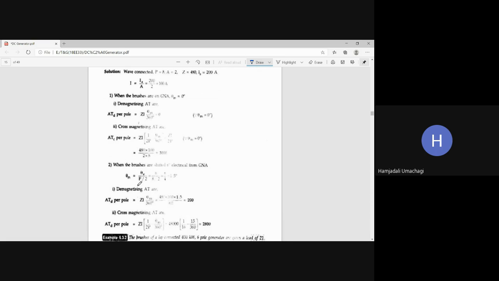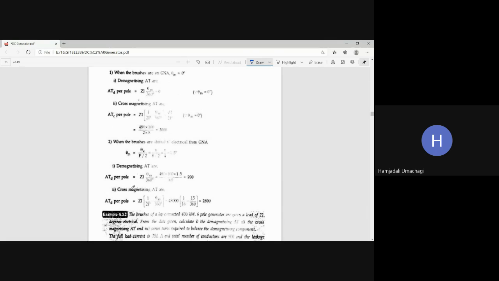Now once again you calculate ATD per pole. ATD per pole is Zi theta m by 360. Z is 480, I is 100 ampere, theta m is 1.5 degree, and this is 360. After substituting and simplifying, you will get the ATD per pole value as 200.